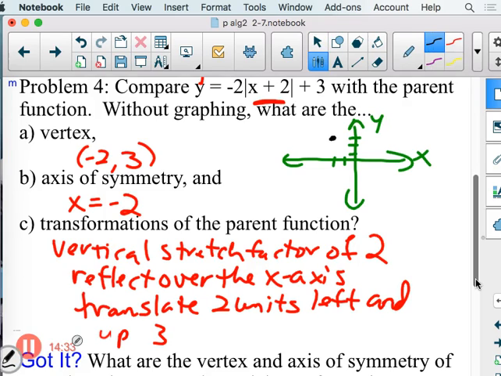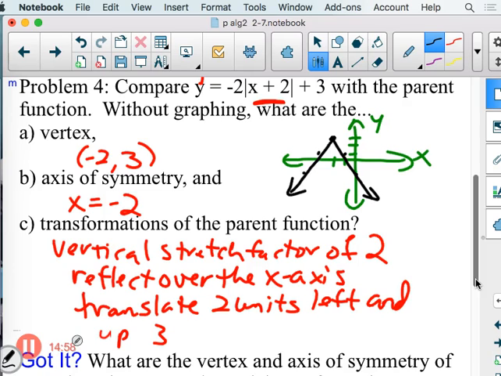Right there. And then you use the slope to figure out where your V is. And the slope is always a. So if my slope is negative 2 from that spot, I'm going to go down 2 and to the right 1. Down 2, right 1, down 2, right 1. And there's the right side of the V. And then for the other one, I can go down 2 and left 1.